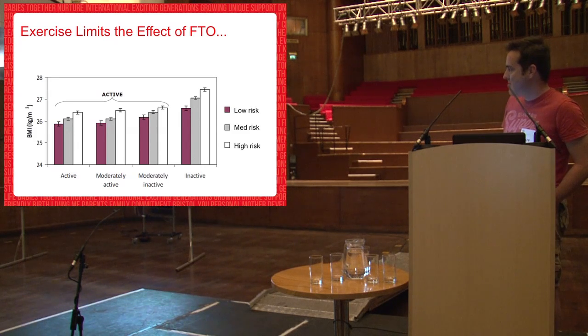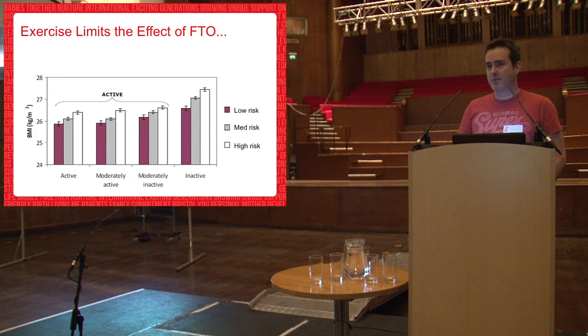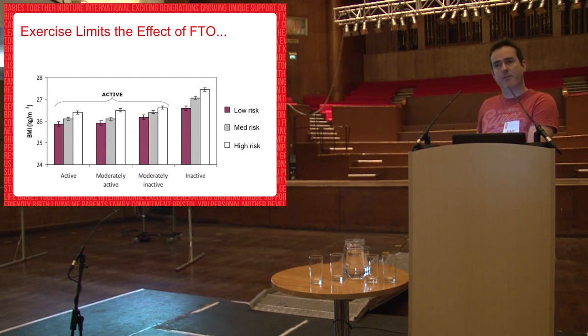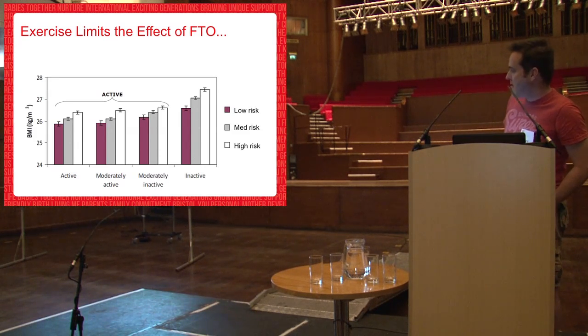The plot gets a little bit thicker. So again, you might remember that as part of Children of the 90s, we asked you all sorts of questions about how much you exercise. And in fact, some of you might have had to wear a little device called an actigraph, which kind of measured how much you were running about. Well, it turns out that exercise limits the effect of FTO.